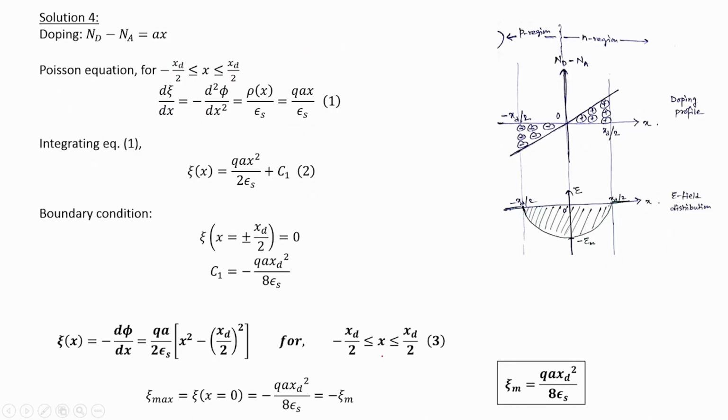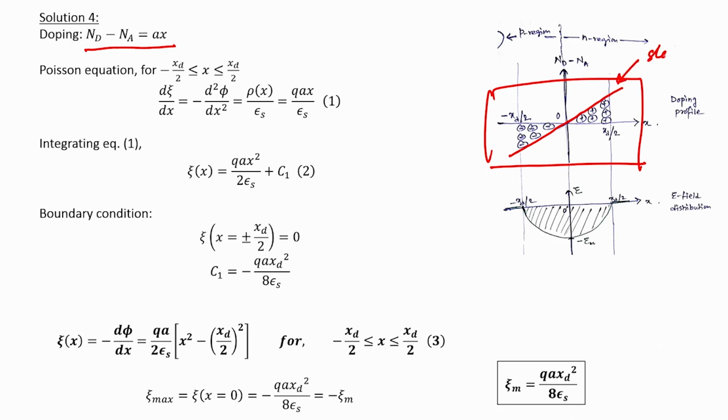Okay, let us try to first solve this problem. So the doping profile is given by Nd minus Na is equal to Ax. The doping profile picture looks like this. This is the linear doping profile, so basically the slope of this line is equal to A.